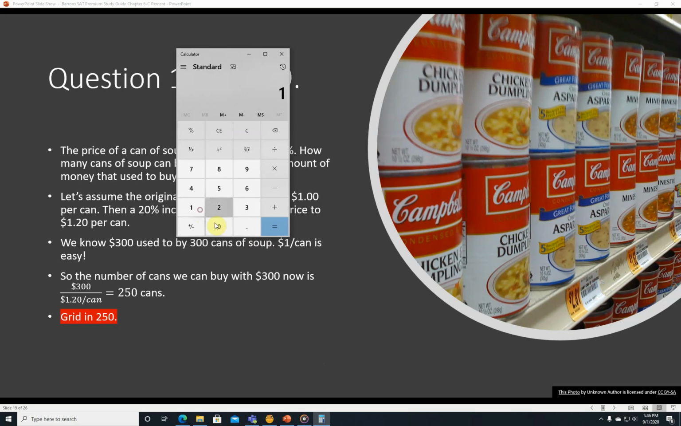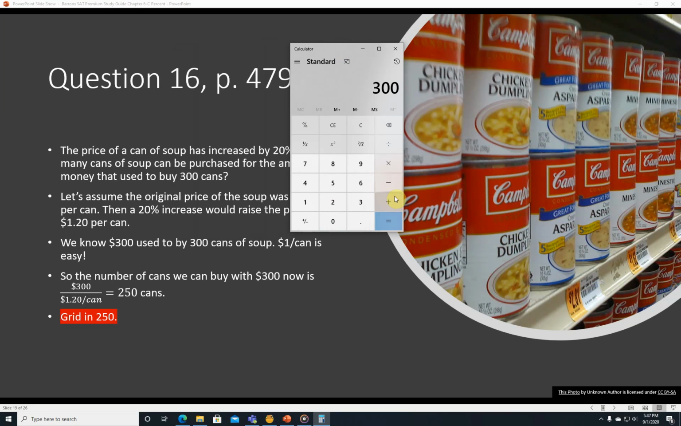So you would just go 1 plus 20%. Okay, so it's $1.20, just as I showed you. So we know that $300 used to buy 300 cans of soup, right? So you would just go $300 was used to buy 300 cans. Then you just divide by 1.2, which is the new price, $1.20. Boom, you get $250.